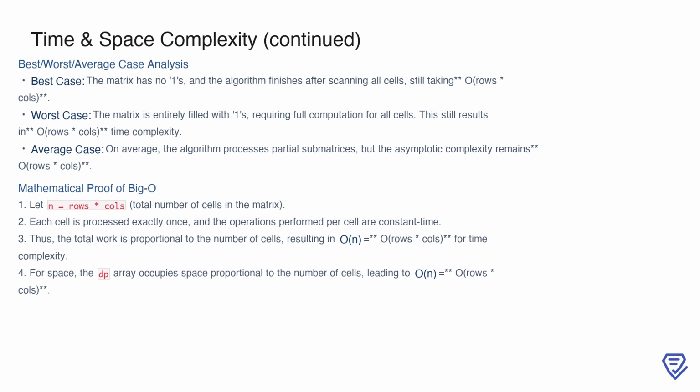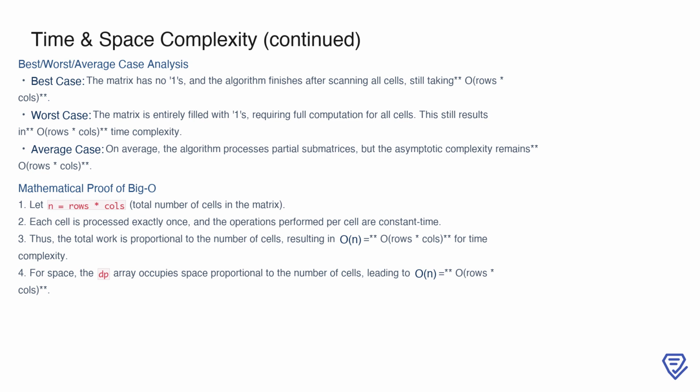In the best case, where the matrix contains no ones, the algorithm still scans all cells, resulting in a time complexity of O(rows * cols). In the worst case, where every cell contains a 1, the algorithm fully computes values for all cells, but the time complexity remains O(rows * cols), since each cell is processed only once. On average, the algorithm handles partial submatrices, but the asymptotic complexity doesn't change, it's still O(rows * cols).